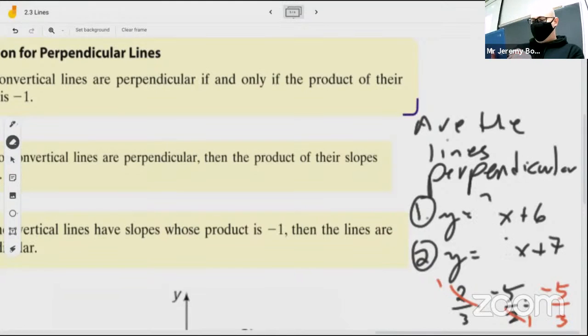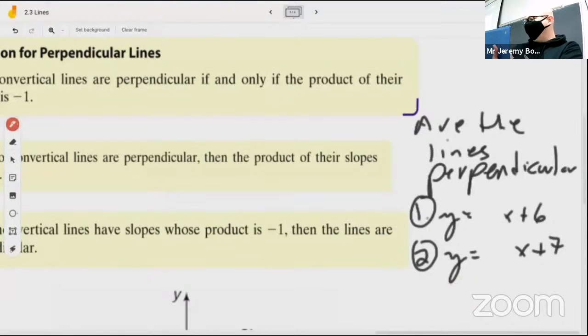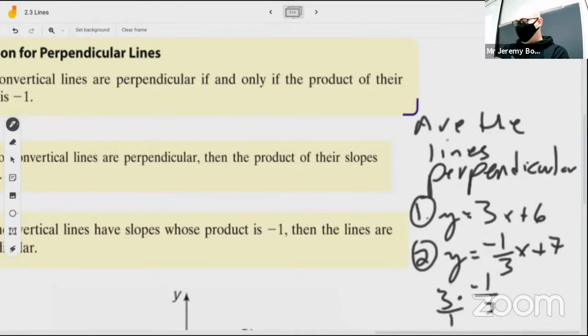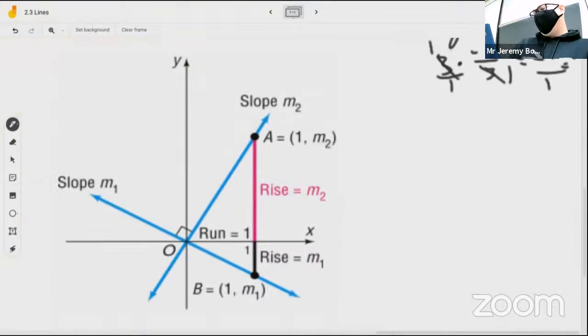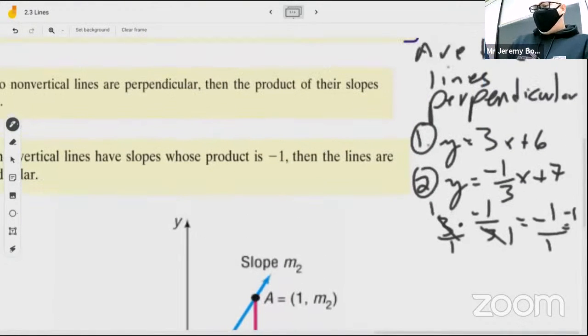If we had 3x and -1/3 x, are those two lines going to be perpendicular? Just got to multiply it out. 3 times -1/3. Oh, we can put this as 3/1. The 3's will reduce here. What else? -1/1 is just -1. And so yes, those lines are perpendicular to each other. That's all you've got to do. I think there are some like that in the homework. That's just to show you the slope thing. Any questions on that?